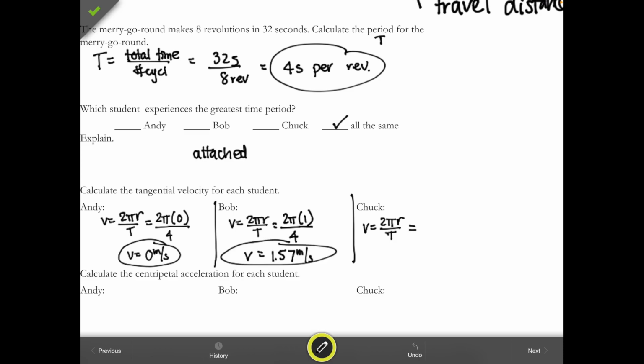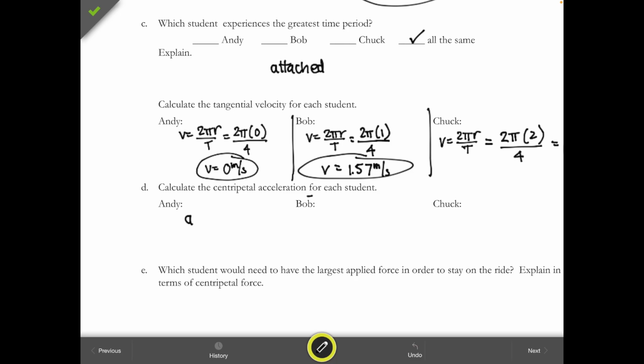Chuck is twice as far out as Bob, so he should have twice the speed. And lo and behold, when I do this out, Chuck's speed is 3.14 meters per second, twice as fast as Bob. For centripetal acceleration, there's only one equation that makes sense here. So each one, I'm just going to substitute in the speed from earlier, their radius, and calculate.